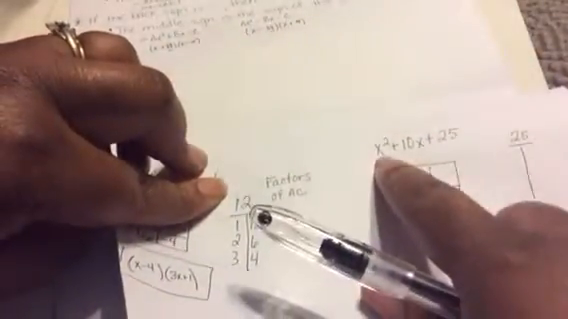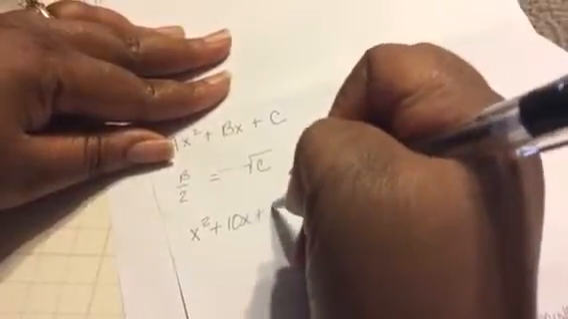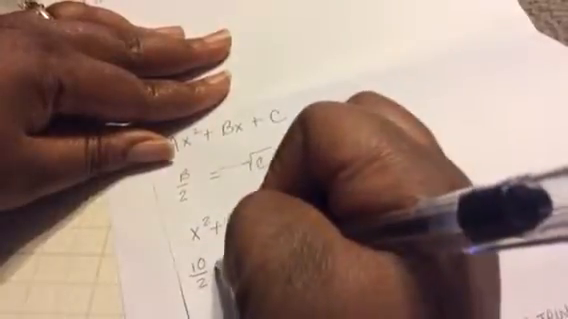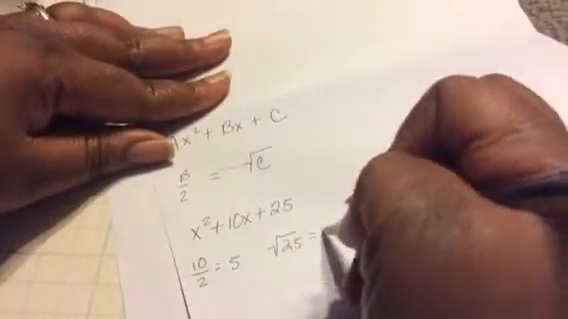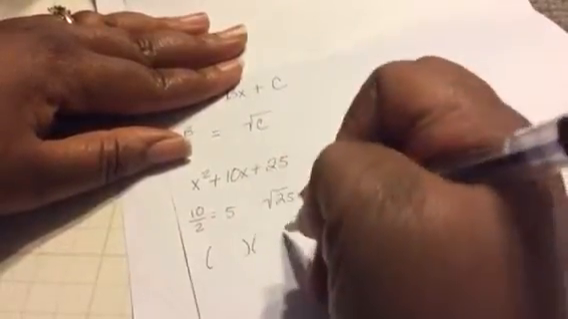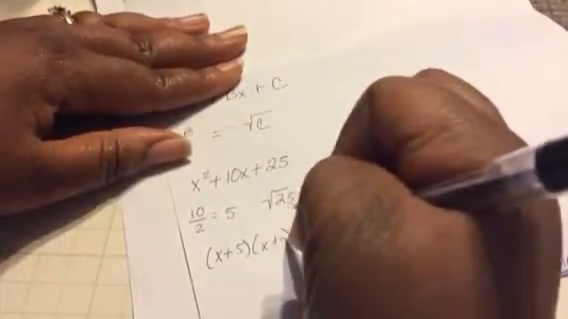So if you noticed, x squared plus 10x plus 25, that's a perfect square trinomial. So let's look at it. x squared plus 10x plus 25. Okay, so 10 divided by 2 equals 5, and the square root of 25 also equals 5. So my factors are x plus 5 and x plus 5.